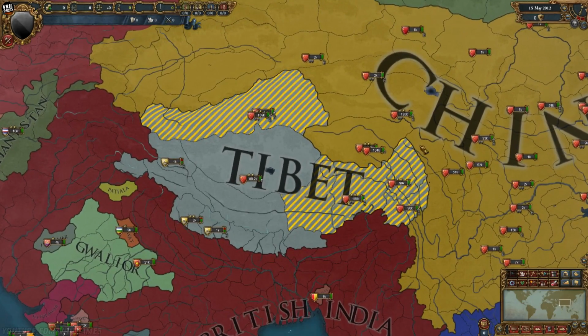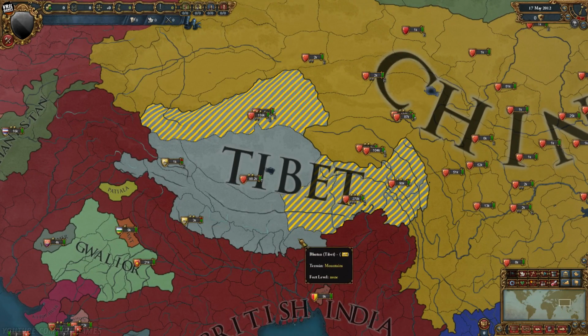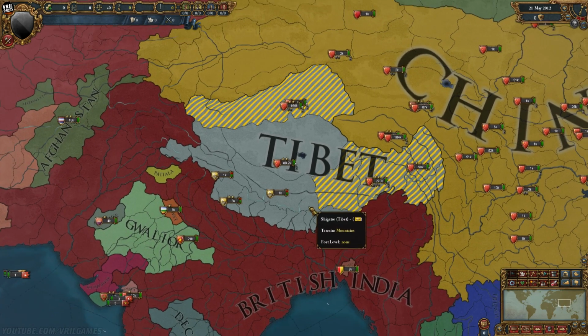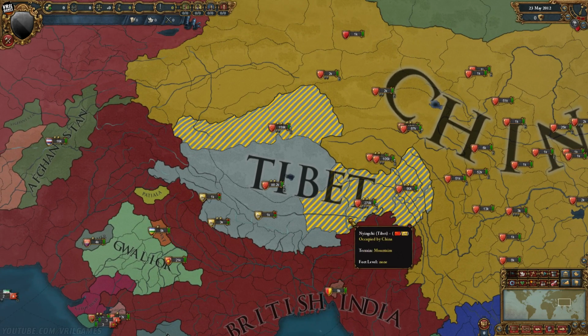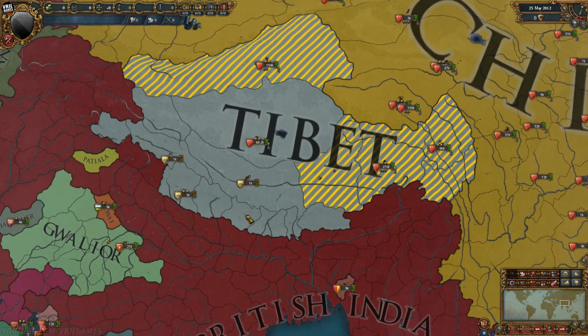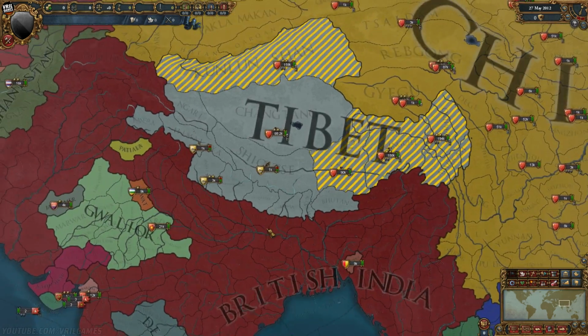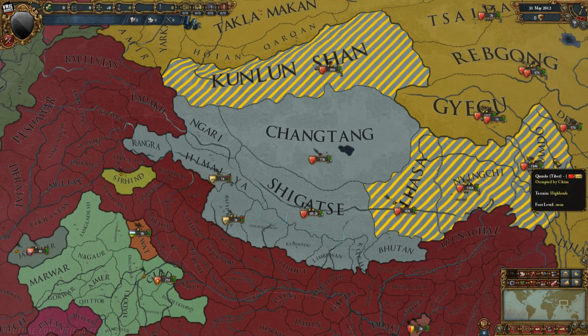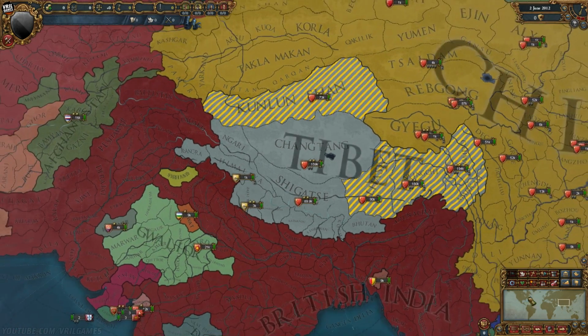We've got the Chinese completely swamping over in Tibet. I don't think Tibet will last much longer in this war. Just having a look at how many provinces we have here. Not too many. They've captured most of the important ones.